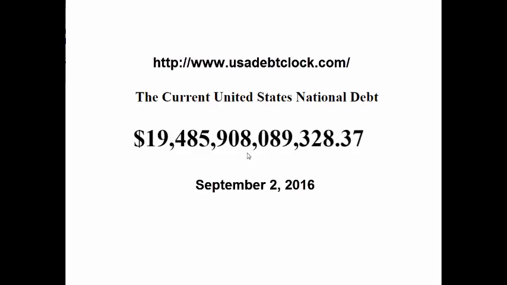Every 25 seconds, the U.S. federal government overspends what it brings in by $1 million. Again, this is what it overspends. This isn't what it spends. This is what it overspends.